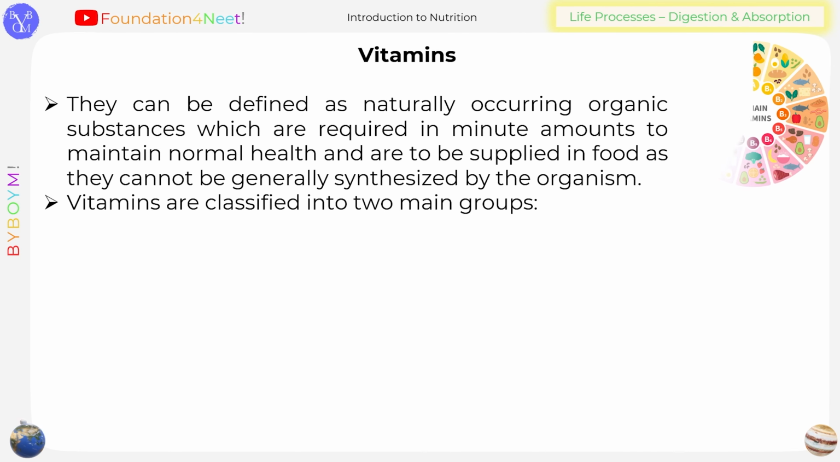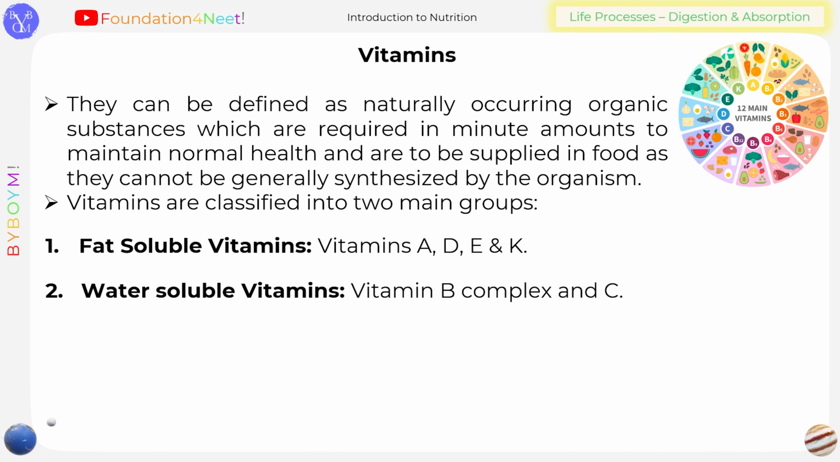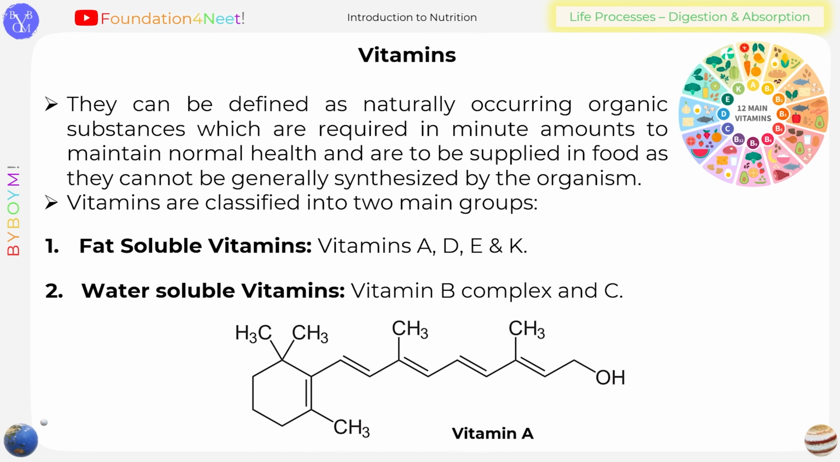Vitamins are defined as naturally occurring organic substances which are required in minute, very small amounts to maintain normal health in food, and they cannot generally be synthesized by the organism. They are classified into two main groups: fat soluble if they dissolve in fat and water soluble if they dissolve in water. Vitamin A, D, E and K are fat soluble. Vitamin B complex and C are water soluble. Here is the structure of vitamin A.